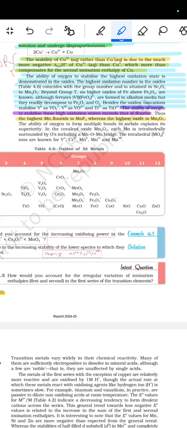The ability of oxygen to stabilize the high oxidation state exceeds that of fluorine. Thus, the highest Mn fluoride is MnF4, whereas the highest oxide is Mn2O7. The ability of oxygen to form multiple bonds to a metal explains its superiority. In the covalent oxide Mn2O7, each Mn is tetrahedrally surrounded by O, including the Mn-O-Mn bridge. The tetrahedral MO4 n- ions are known as V5+, Cr6+, Mn5+, Mn6+ and Mn7+.